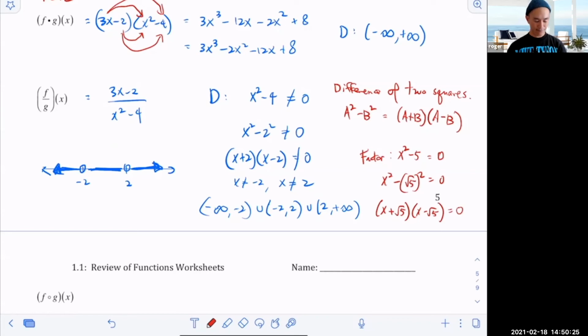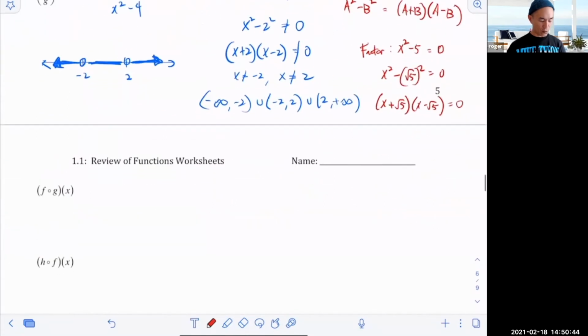I mean, Catherine inspired me to talk about this, but I did want to talk about this at some point. So if you have x squared minus really any number, you could think of it as a difference of two squares by treating the second number as a radical squared. Okay, so it's kind of cool, I guess.